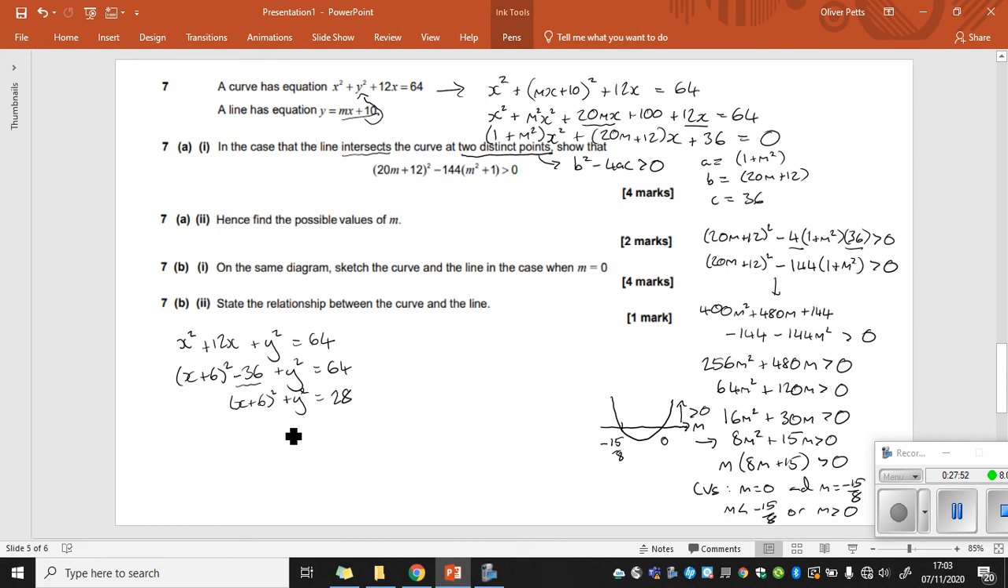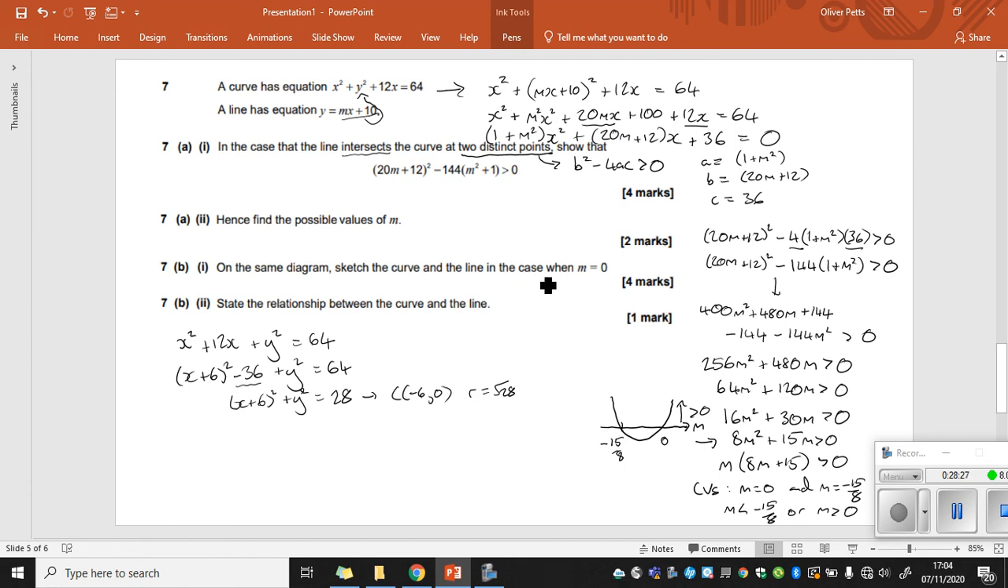Is equal to 28. Okay, so what does that mean? That means that we have a center at minus 6, 0, because y squared hasn't got a constant being added or subtracted from it, which is equivalent to adding or subtracting 0. So that's our center, and we have a radius of root 28. We could simplify it if we want. If we simplify, what would that be? 2 root 7 if we wanted to. Okay, so we've got that information for our circle.